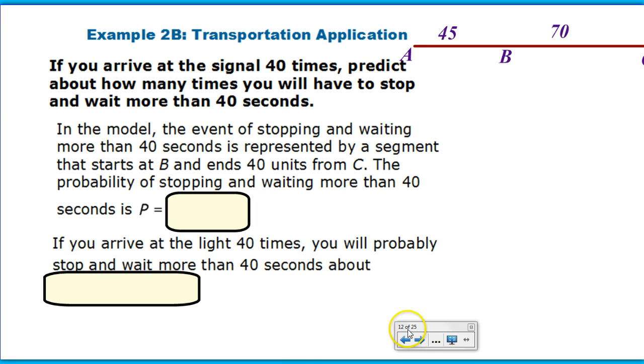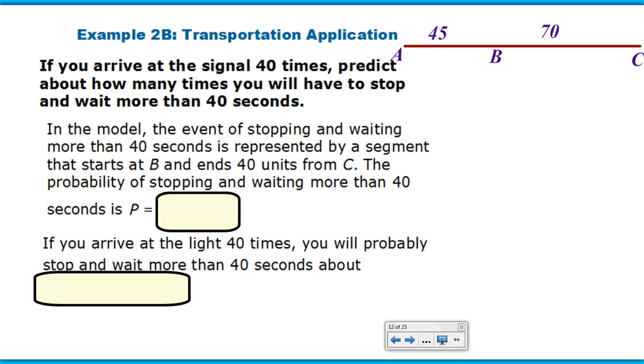All right, so if we arrive at the signal 40 times, predict how many times you will have to stop and wait more than 40 seconds.